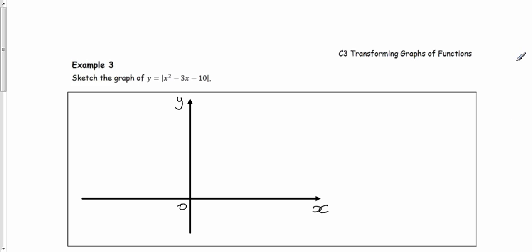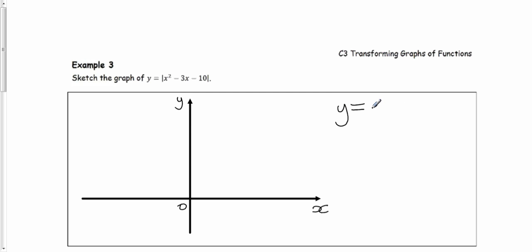C3 transforming graphs of functions, example 3. Sketch the graph of y equals the modulus of x squared take 3x take 10. The method I'm going to use is the same method as the one I used in example 1 and example 2. I'm going to first imagine that the modulus signs are not there, think about what the graph would look like, and then reflect any negative y values in the x-axis.